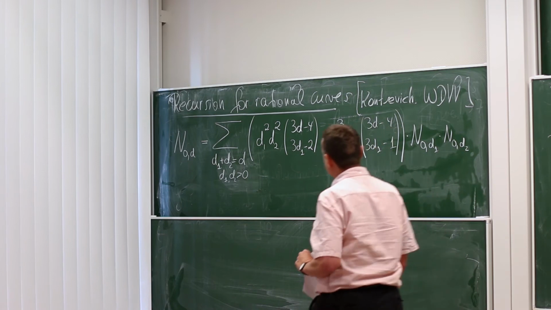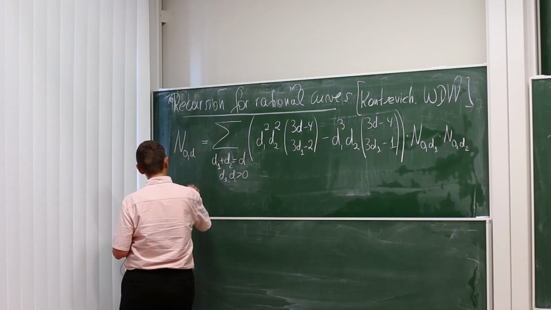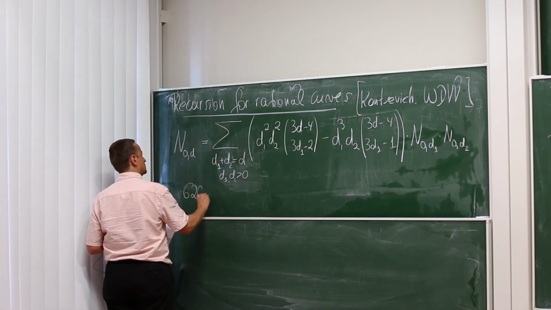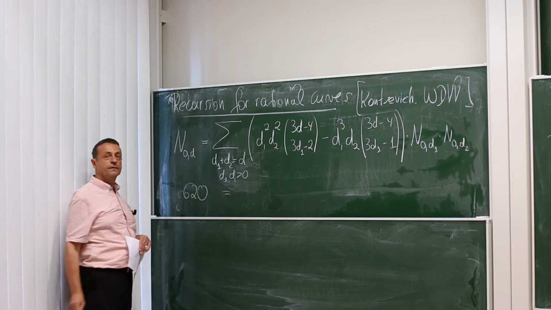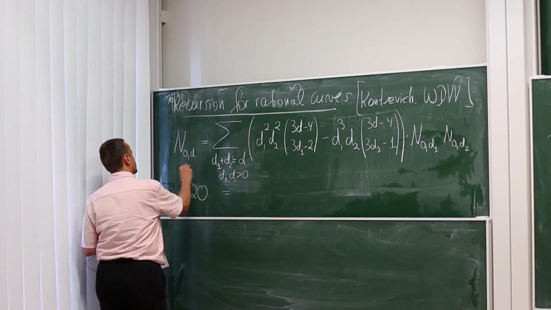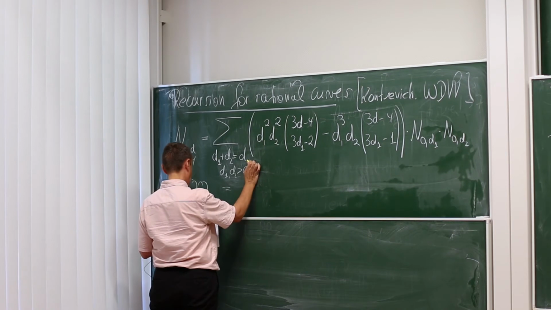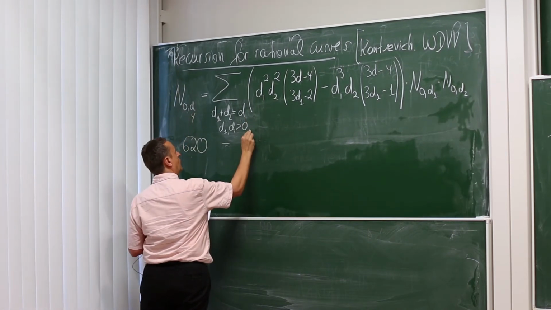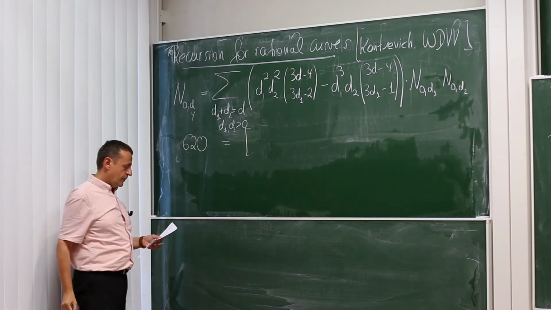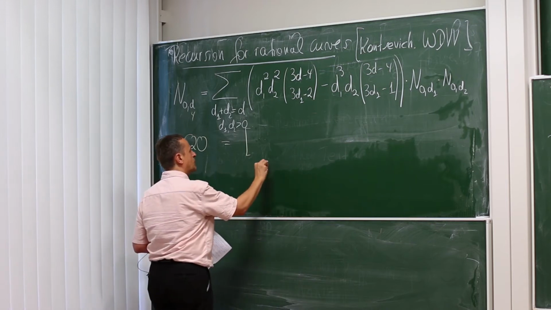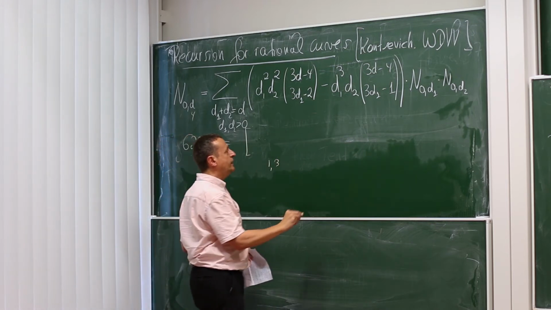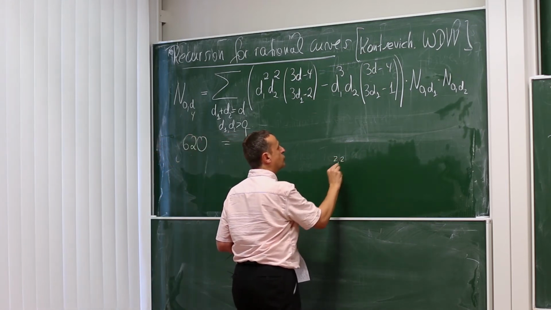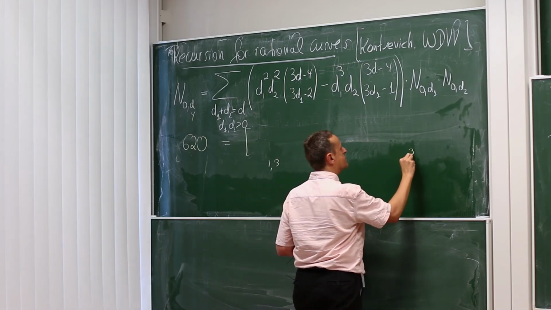So I claim that the number 620, which is this number when d is 4. So let's say now d is 4. Well, there are 3 terms. So there's one term for 1, 3. There's another term for 2, 2. And then there's 3, 1.